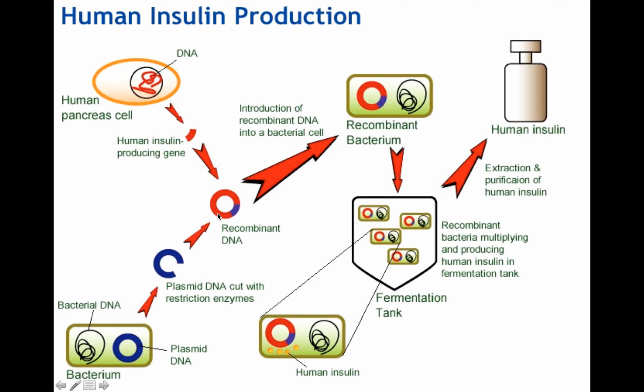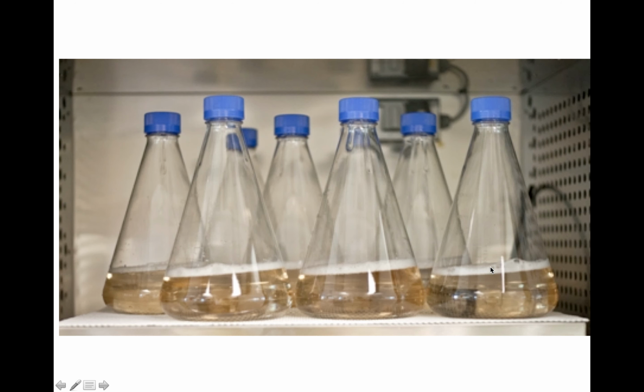So the red part is human, and the blue part is bacteria. You put this back into a bacteria cell. The bacteria will then transcribe the gene into messenger RNA and then translate the messenger RNA into protein, insulin. You put this in a giant fermentation tank to make lots and lots of it, and then you extract it and purify it and bottle it up for human consumption.